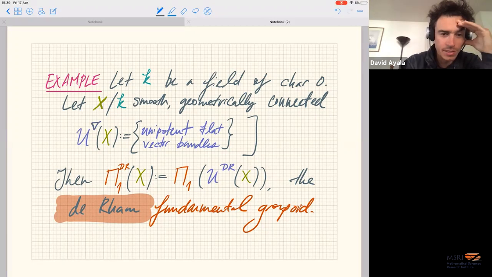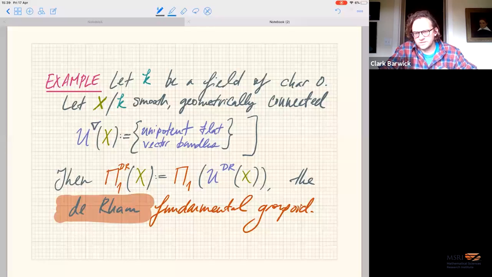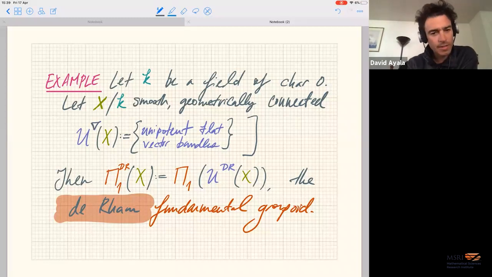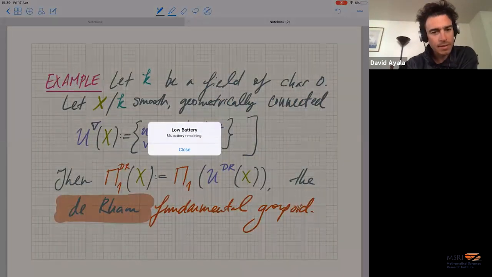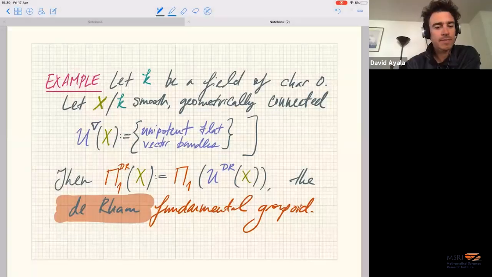I was surprised to see unipotent there. Could you say again what that means? I just mean that it's successive extensions of the unit in this symmetric monoidal category. That's an adjective on the vector bundle, not the flat connection. Okay. Yeah, right. I see. Okay. Yep, got it.